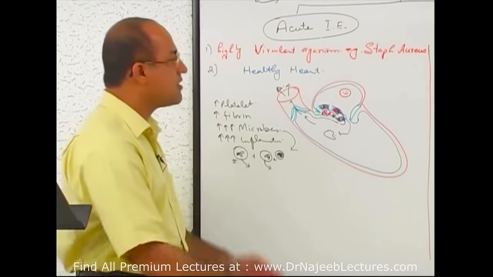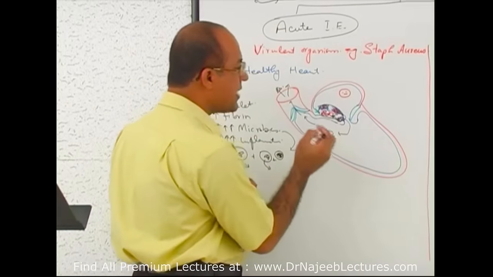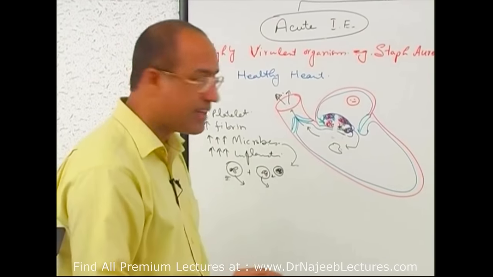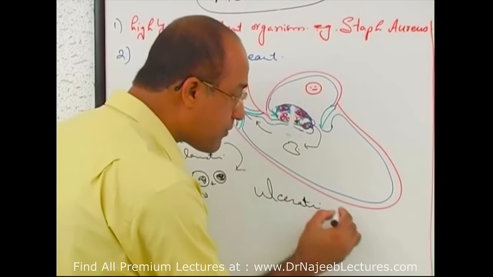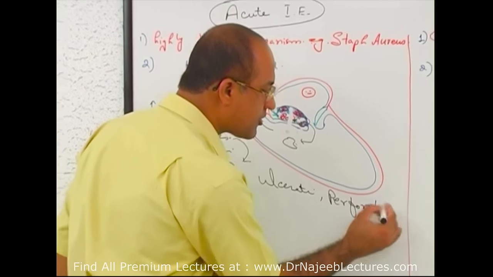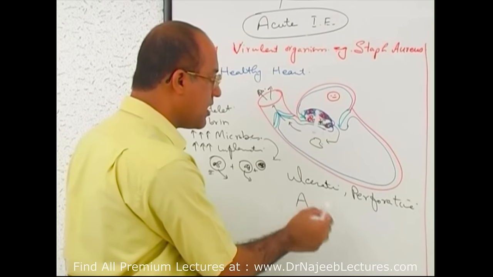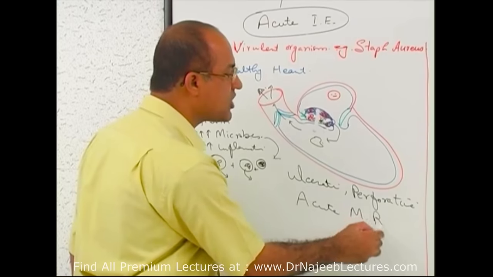Not only this, the highly destructive vegetation may even ulcerate and perforate the valve. This is a very important point: the ulcerative lesions and the perforative lesions. Why? Because it is highly destructive. And that may lead to acute valvular failure. Suppose it is the mitral valve, then acute mitral valve regurgitation.